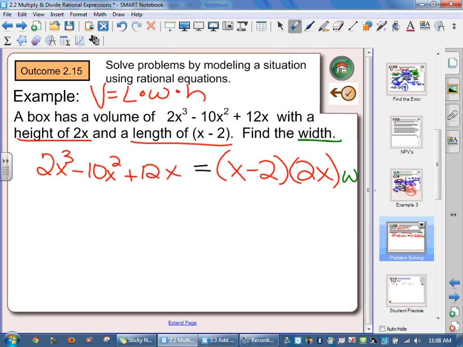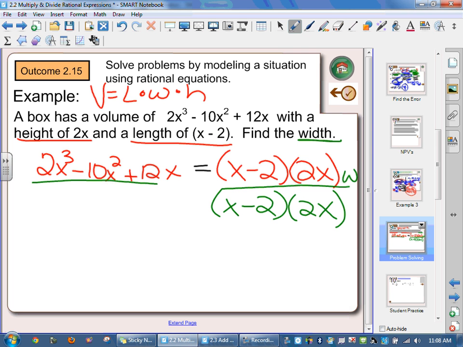I'm looking for width. So that means on the left-hand side, I'm going to do the same thing. I'm going to have x minus 2 and a 2x. So basically, this is my expression that they're telling me to solve. Now, they could have given it to me as an expression just like this. They didn't want to. They wanted to say, here's a problem-solving question. Let's see if you guys know how to put it together. Okay, that's all they did. So we've got volume on top of length and height. We're going to find the width.